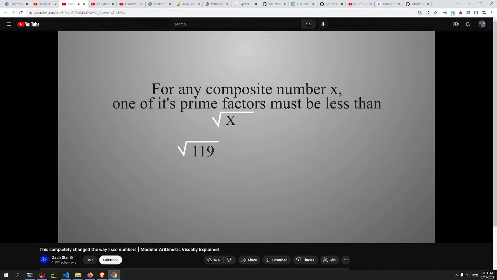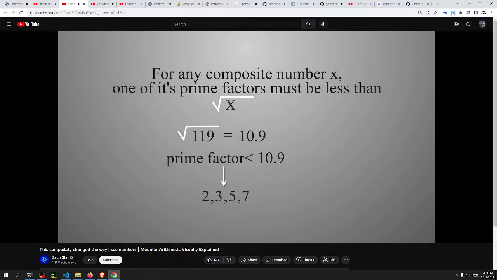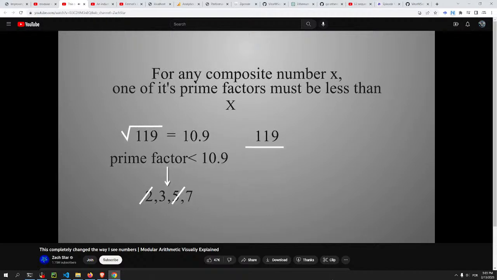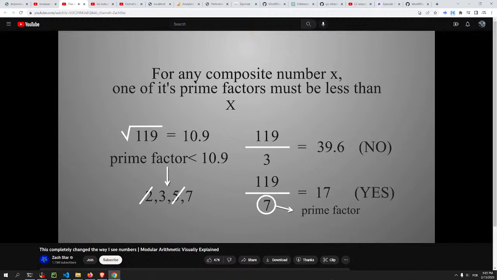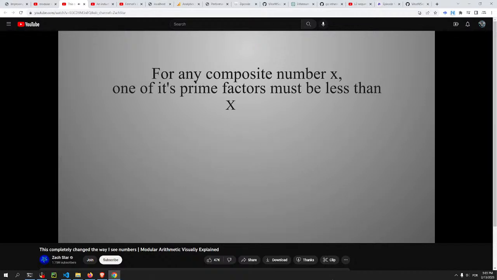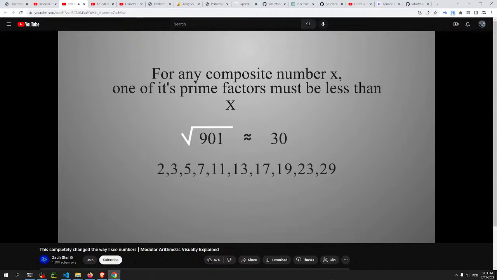Now if we take the number 119, the square root of that is about 10.9. Thus, if it is composite, one of its factors must be less than 10.9. And the only primes less than that are 2, 3, 5, and 7. I know 2 and 5 don't go into 119 just by looking at the ones digit, of course. So really, I just need to check two numbers. 3 does not go into 119, but 7 does. Thus, it's composite, and it only took 2 tries to figure that out. And now if you wanted to determine whether 901 is prime, you know you only have to check primes less than the square root of that, or about 30, which is only 10 numbers, or really 8 if you exclude the obviously wrong ones of 2 and 5.